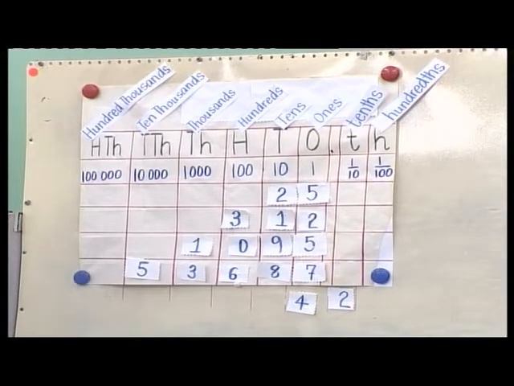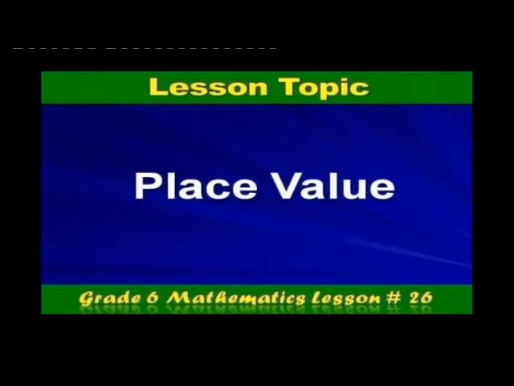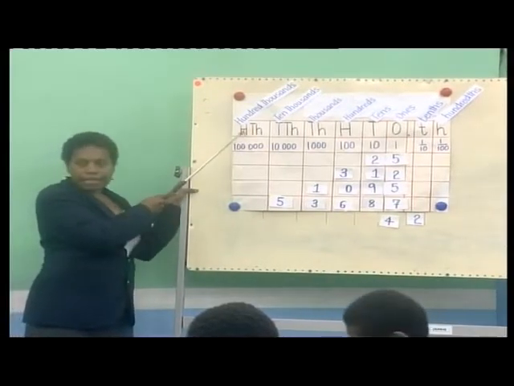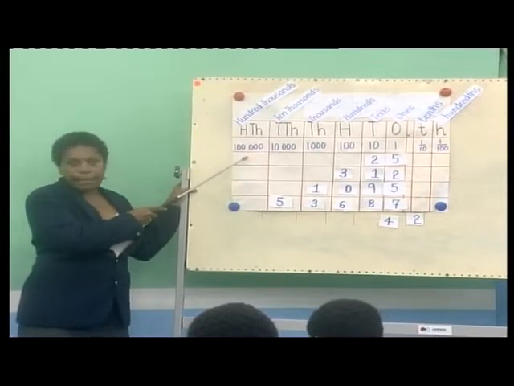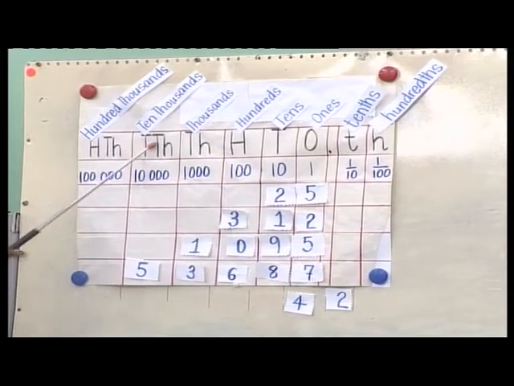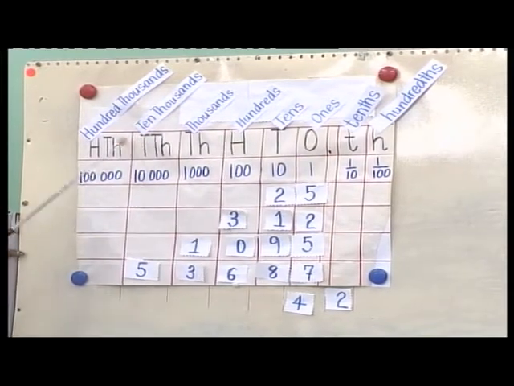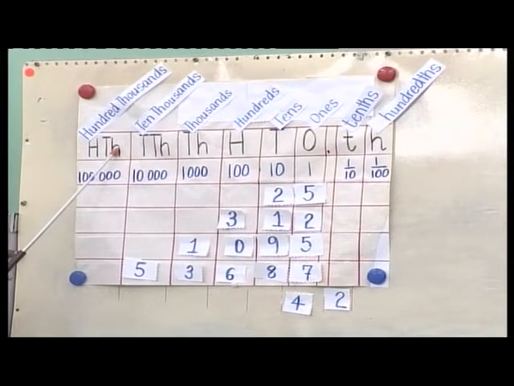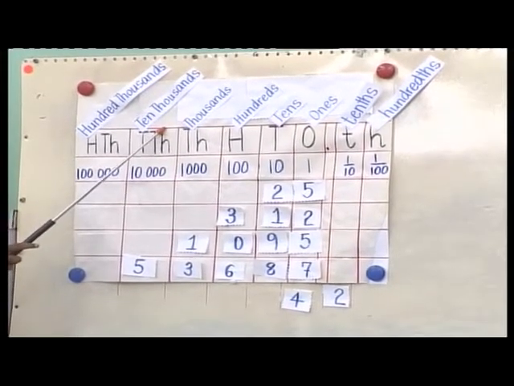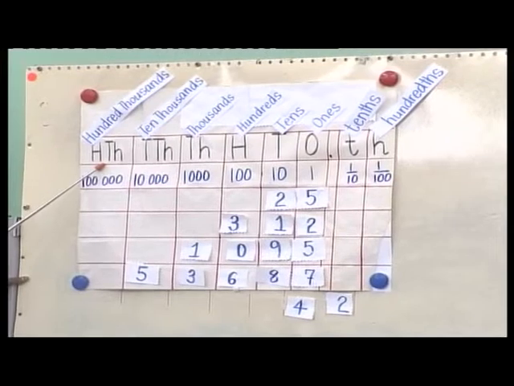Yes? Okay, good. Okay, class, today's lesson is about place value. Today's lesson is on place value. Now I want us to have a look first at this place value chart, okay? Here, up at the top, this first row, these letters here, they represent these place values here. For example, everyone look here.